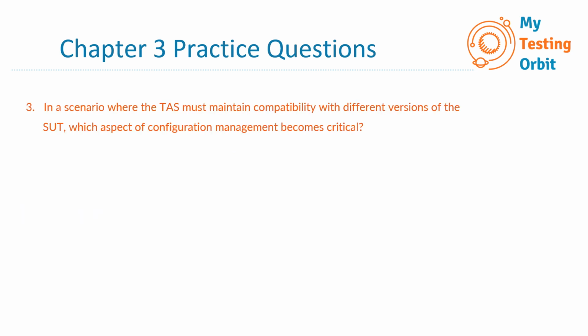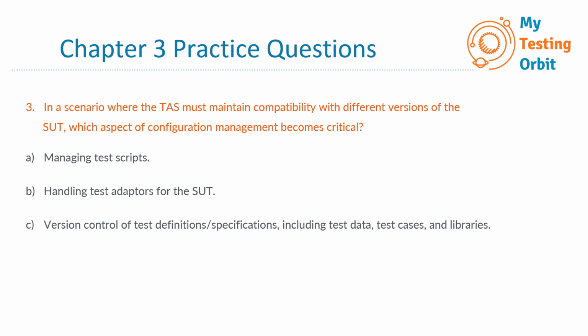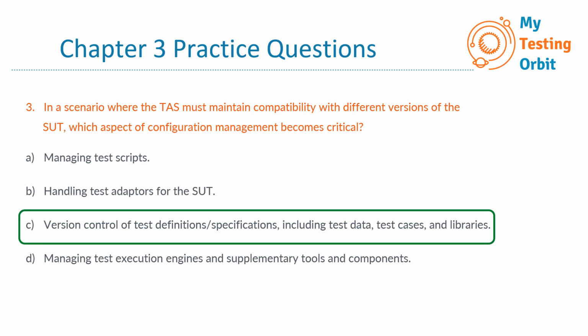Question number 3. In a scenario where the TAS must maintain compatibility with different versions of the SUT, which aspect of configuration management becomes critical? Option A, managing test scripts. Option B, handling test adapters for the SUT. Option C, version control of test definitions, specifications, including test data, test cases, and libraries. And option D, managing test execution engines and supplementary tools and components. And the correct answer is option C, version control of test definitions and specifications, including test data, test cases, and libraries.